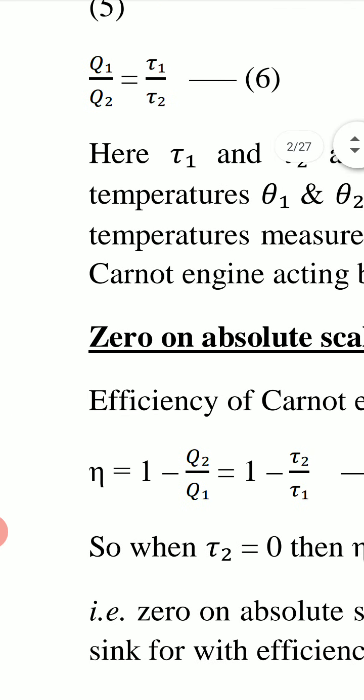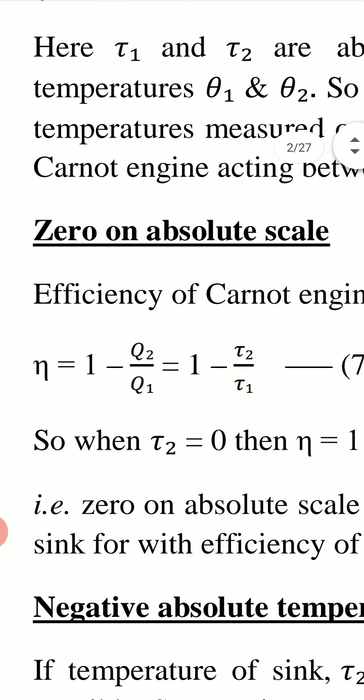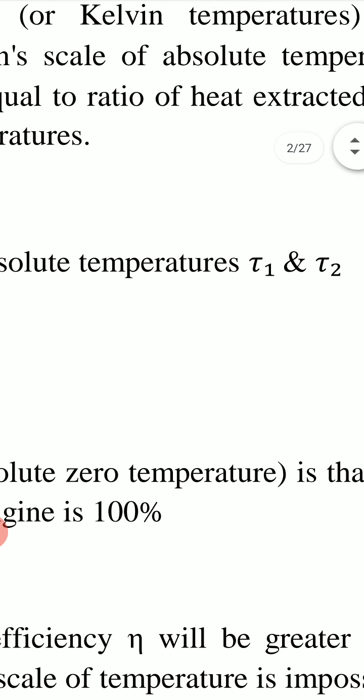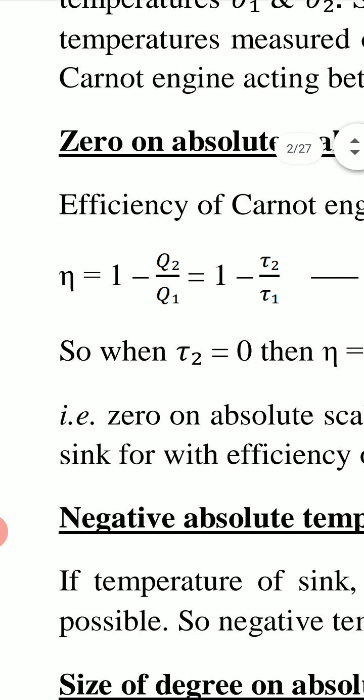In this way, in this new Kelvin's scale, we can define the ratio of two temperatures, tau 1 and tau 2, and this ratio is equal to Q1 upon Q2. Now we define 0 on the absolute scale. Efficiency of a Carnot engine acting between absolute temperatures tau 1 and tau 2 will be given by this relation: eta, efficiency, which is equal to 1 minus Q2 upon Q1, is now equal to 1 minus tau 2 upon tau 1, as Q2 upon Q1 is equal to tau 2 upon tau 1.